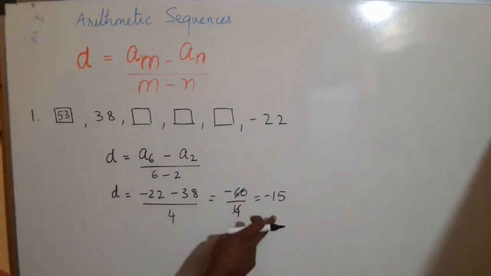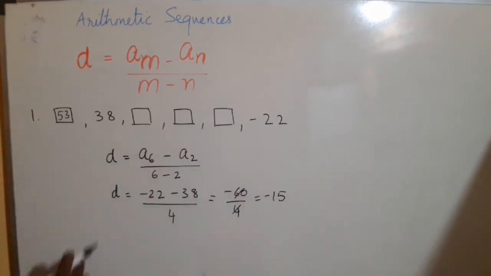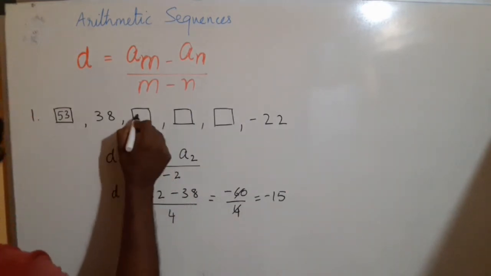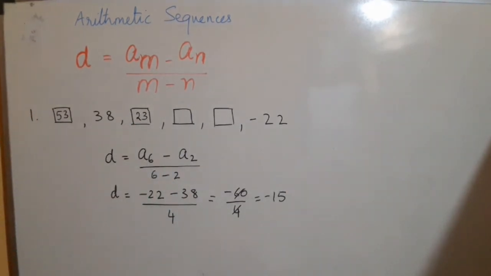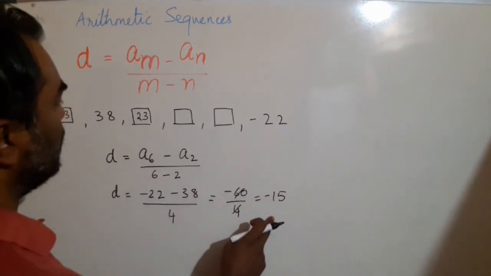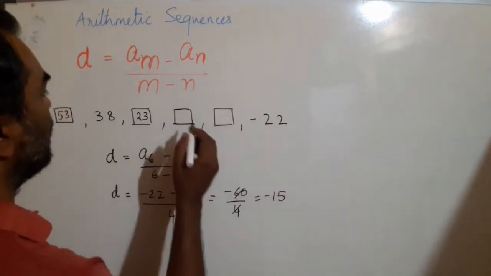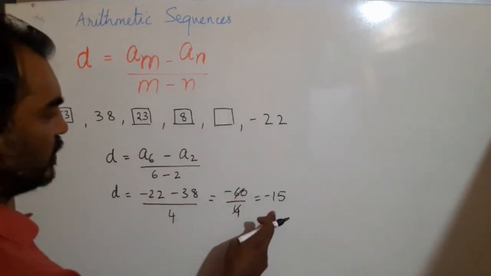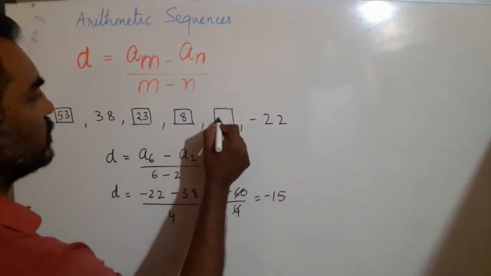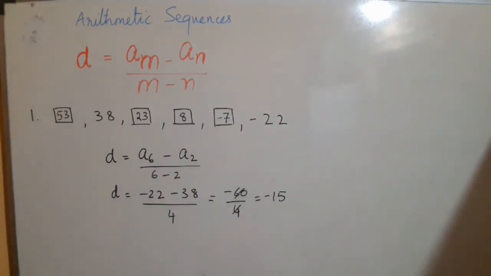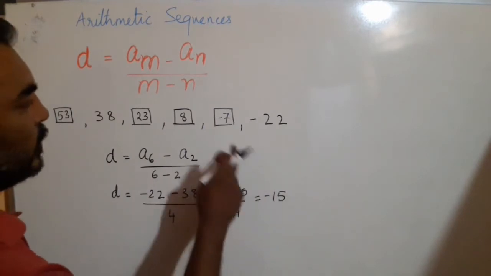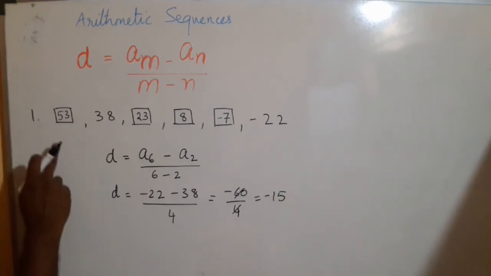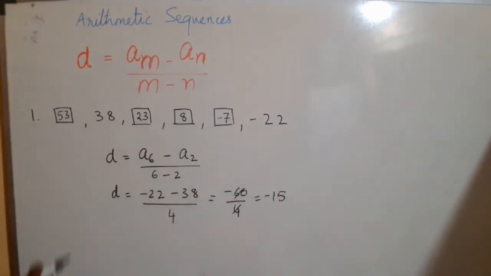So 53 minus 15 gives us 38. 38 plus minus 15, that is minus 15, will give us 23. 23 plus minus 15, that is 23 minus 15, will give us 8. 8 plus minus 15, that is 8 minus 15, will give us minus 7. And minus 7 minus 15 will give us minus 22. So here, with the help of the shortcut formula, we have found out the remaining terms of the sequence.